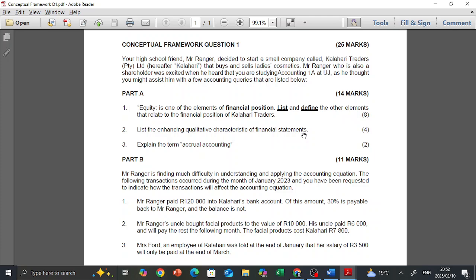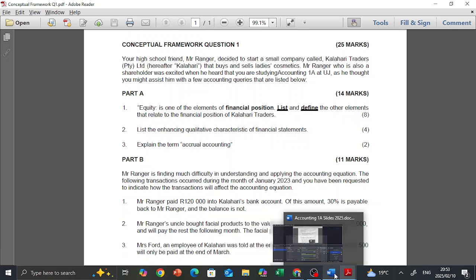I have a question relating to question one. It says list and define other elements, but we only had two, and the question is out of 8 marks. Where do the other marks go? Exactly. Sir, guess what? Do you know where the 8 marks go? Must I show you? Let me go back to the definition and show you where those 8 marks are going.